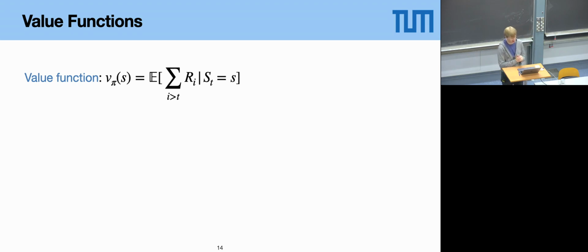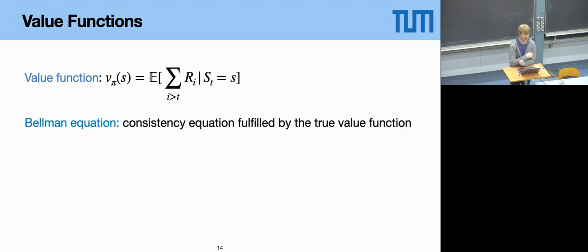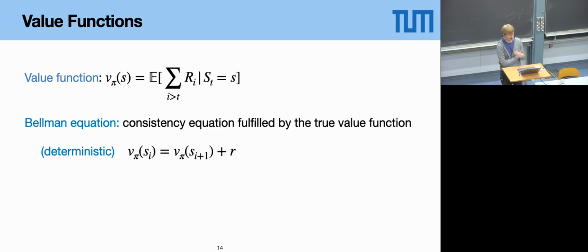If you have a bad policy, then the rewards are lower and the values are lower. So yes, it depends on the policy. And one thing that's critical about these value functions is they fulfill an equation called the Bellman equation. It's actually quite easy. In a deterministic case, it basically just says the value of the current state is the value of the next state plus the reward observed in between. I hope this makes sense to you.